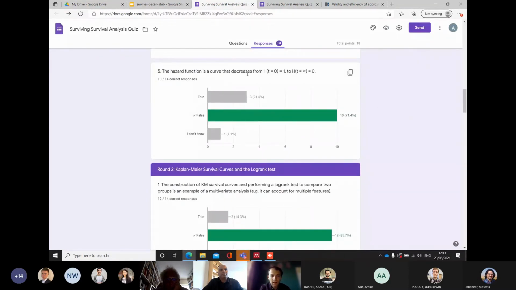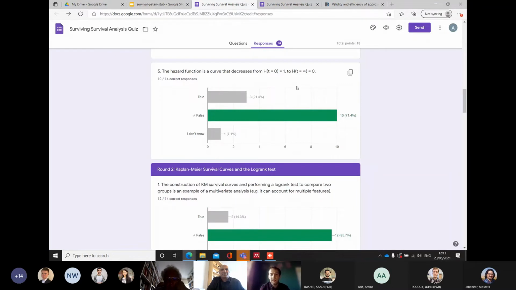So here is potentially a little bit of a trick question. The hazard function is a curve that decreases from a point at t equals 0 of being 1 to a point at t equals infinity equals 0. So the people who've gone through there, that's actually the wrong way around. That's the survival function. The survival function starts and everyone is alive at t equals 0 in theory, so your survival probability is 1. However, at t equals infinity, in theory no one is left alive, so the survival function is 0 at that point.